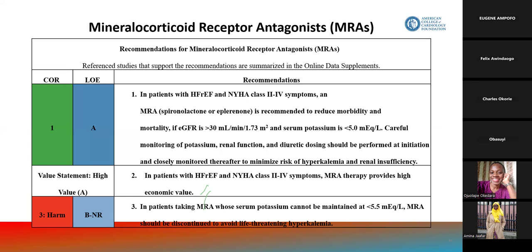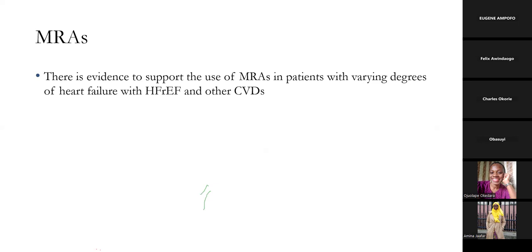So this is harm. In patients taking an MRA whose serum potassium cannot be maintained at less than 5.5, the MRA should be discontinued to avoid life-threatening hyperkalemia. So far we've seen the evidence supporting the use of MRAs and their function in varying degrees of heart failure, mostly reduced ejection fraction, other cardiovascular diseases, and, with a new non-steroidal one, their use in heart failure with preserved ejection fraction.